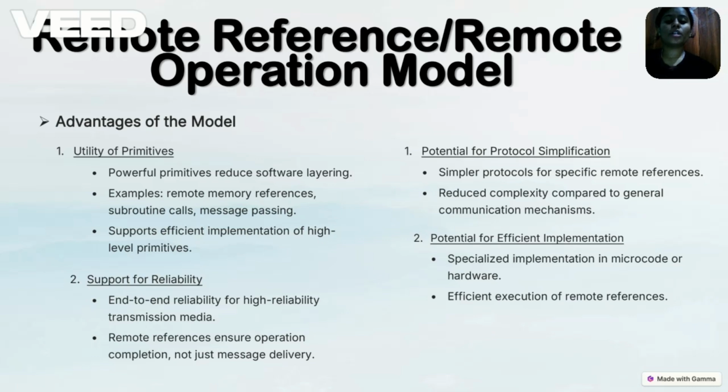Advantages of this model are utility of primitives, support for reliability, potential for protocol simplification, and potential for efficient implementation. Utility of primitives: powerful primitives that reduce software layering. Examples are remote memory references, subroutine calls, message passing, etc. It supports the efficient implementation of high-level primitives.